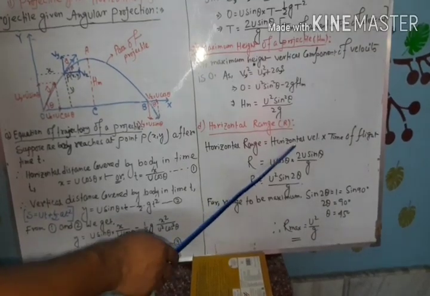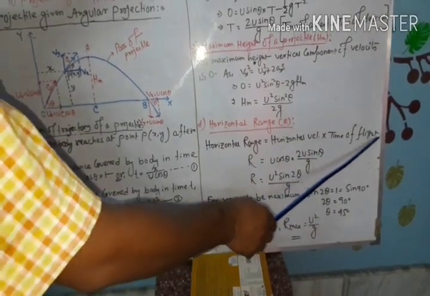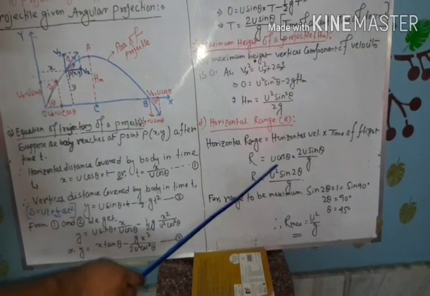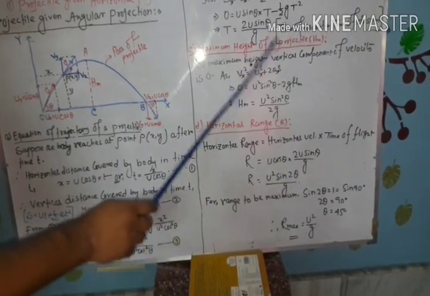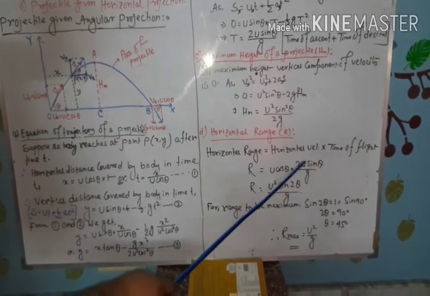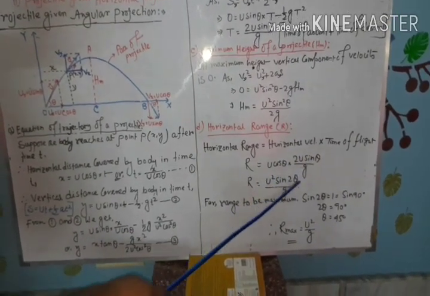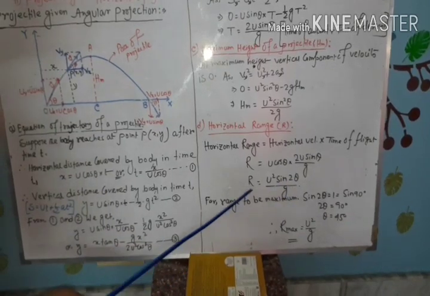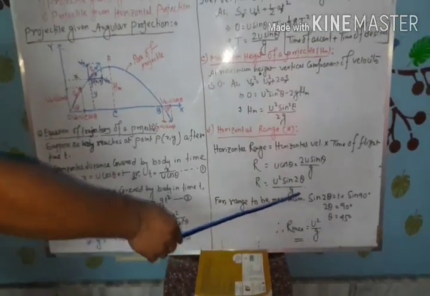So therefore range equals horizontal velocity into time of flight. Horizontal velocity is u cos theta and time of flight is 2u sin theta by g. So R equals u square 2 sin theta cos theta, which means u square sin 2 theta by g. So this is the expression for horizontal range.